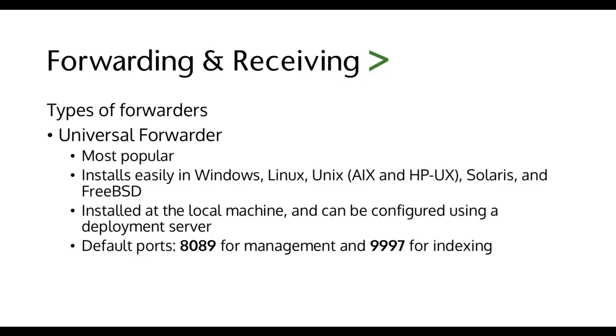Welcome to the segment on forwarders. There are two main types of forwarders in Splunk: universal forwarders and heavy forwarders. In this segment, I'm going to focus mainly on universal forwarders, and in the next segment, we'll talk about heavy forwarders. Universal forwarders are the most popular. They're the easiest to install, and you can install them on the local machine, and they can also be configured using a deployment server if you have a distributed environment set up in Splunk. The default ports that universal forwarders talk on are 8089 for management and 9997 for indexing.